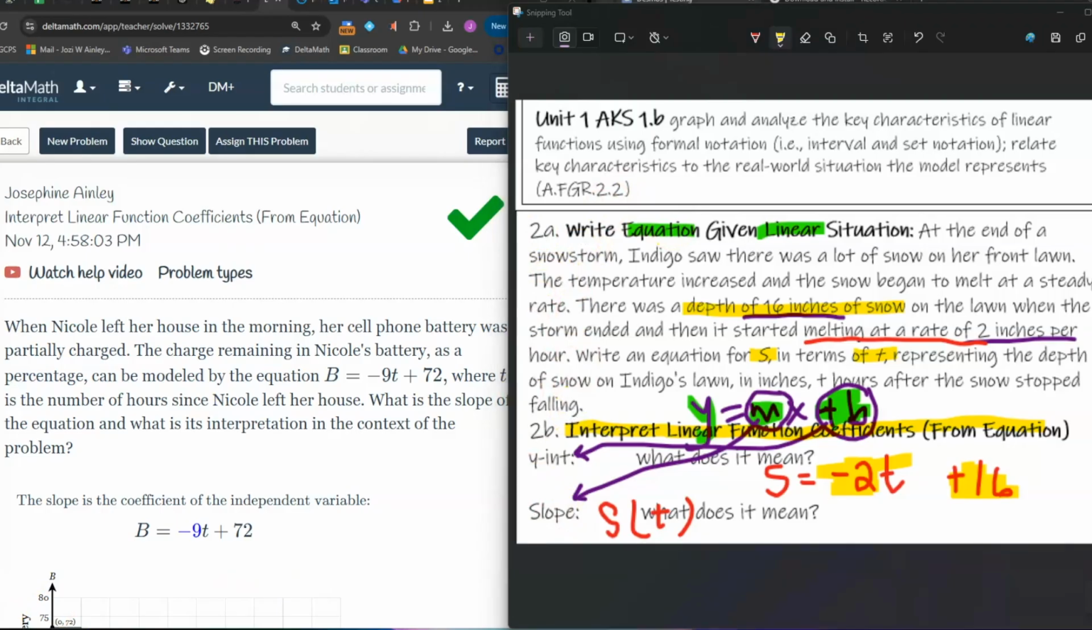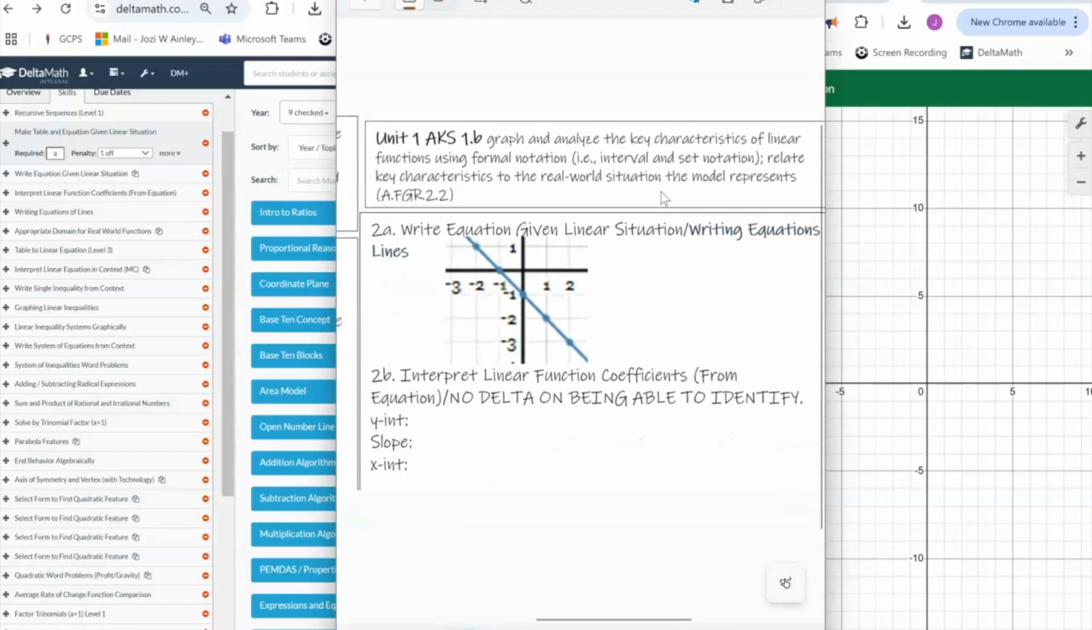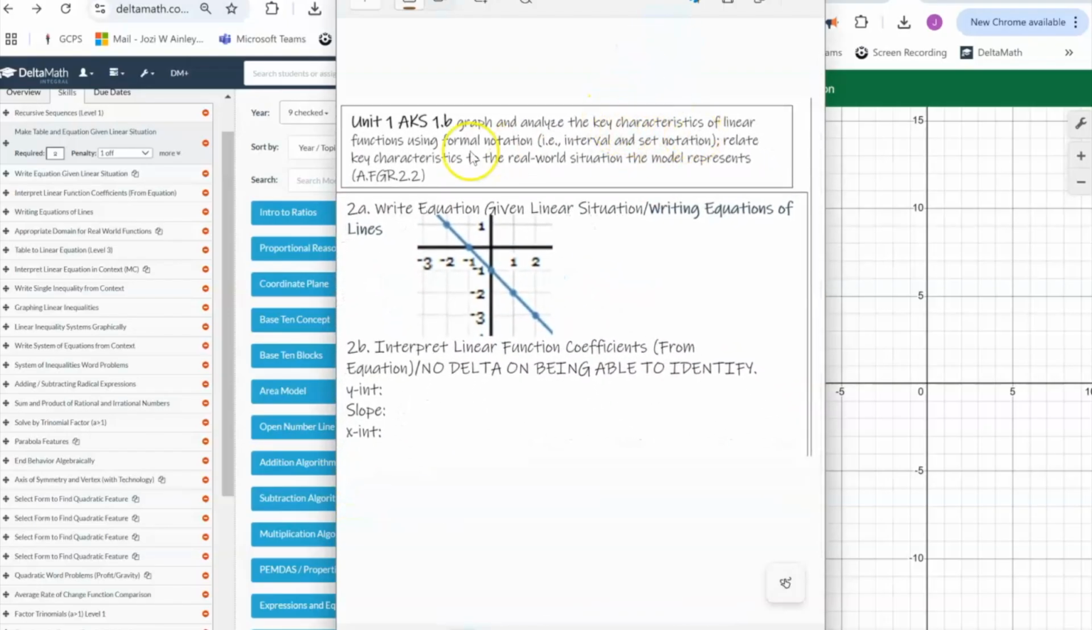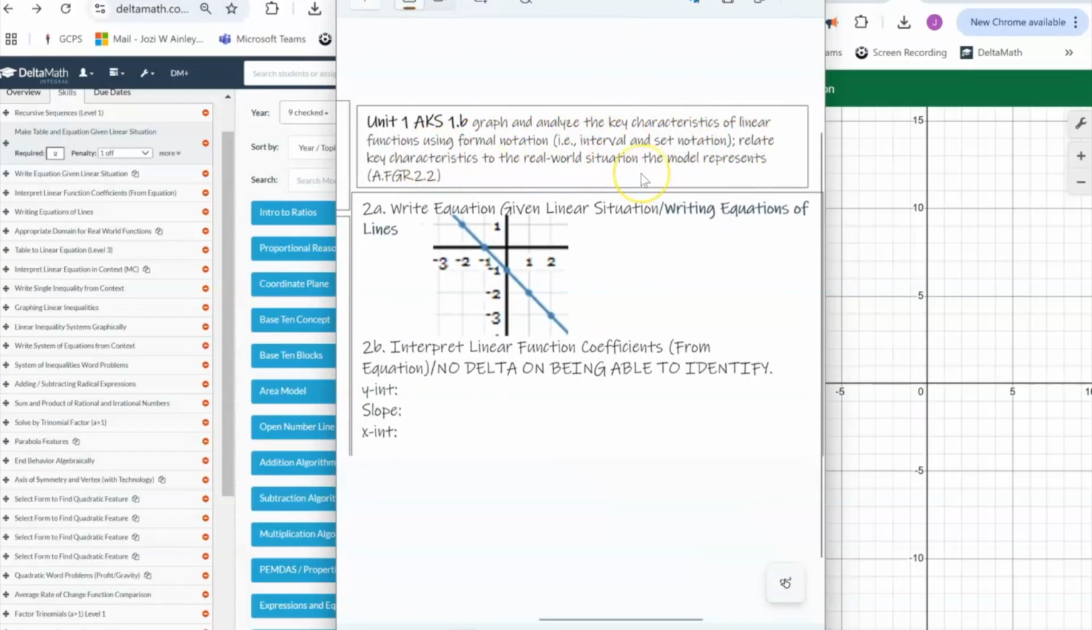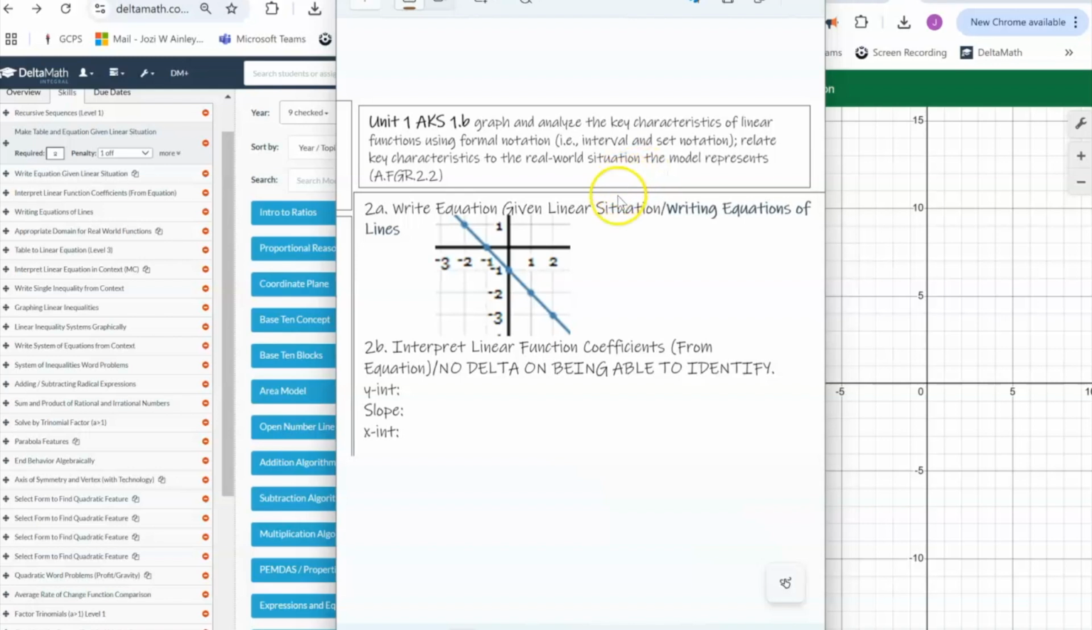Let's practice. Now we're going to look at graphs and analyze key characteristics of linear functions, including using formal notation, interval and set notation, and relating key characteristics to the real-world situation that the model represents. Last week we looked at writing it from context. This week we're looking at how to write it from a graph, and then interpret what the things on the graph mean. So let's start by writing this from a graph.